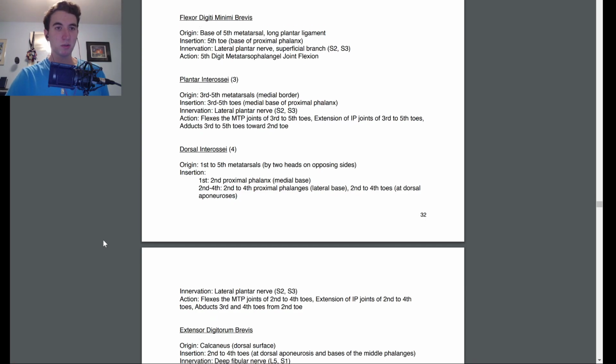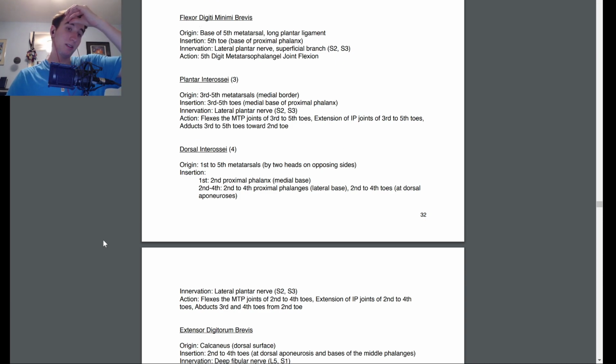Next is the plantar interossei, which has the number 3 next to it, which maybe means there's 3 of them. It originates at the 3rd to 5th metatarsals, the medial border. Inserts at the 3rd to 5th toes, the medial base and proximal phalanx. Innervation is caused by the lateral plantar nerve, S2 and S3. And the actions are, it flexes the MTP joints of the 3rd to 5th toes, extension of IP joints of 3rd to 5th toes, and adducts the 3rd to 5th toes toward the 2nd toe.